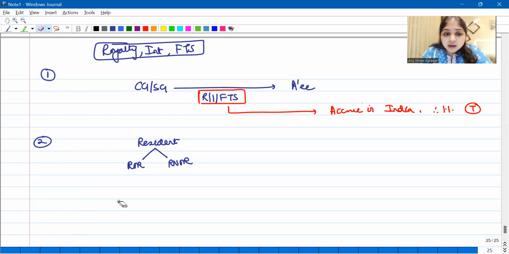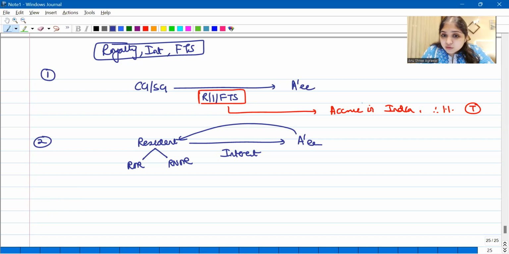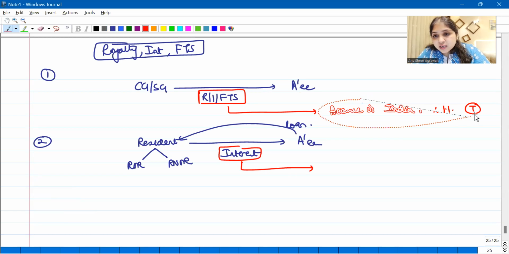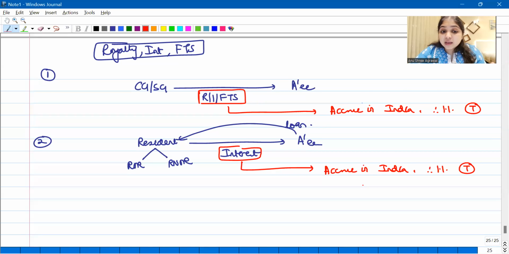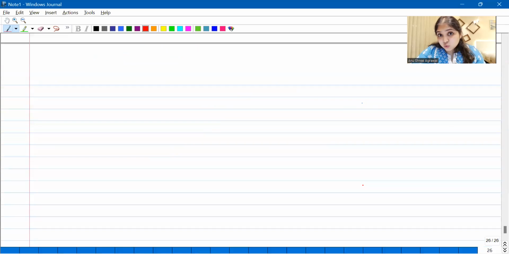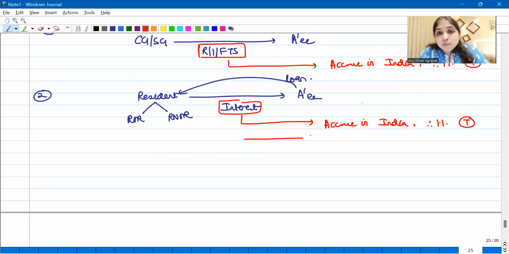So therefore, coming back, if the giver of the income is a resident, I'm talking only about interest now. If the resident is giving interest to the assessee, why is resident giving interest? Because the assessee would have given a loan to the resident, guys. Now, if resident is giving interest, what will your first answer be? Your first answer will be it is accruing in India, therefore it is an Indian income, therefore it is taxable. But guys, if resident is giving you interest, then you will have how many exceptions? You will have 2 exceptions.